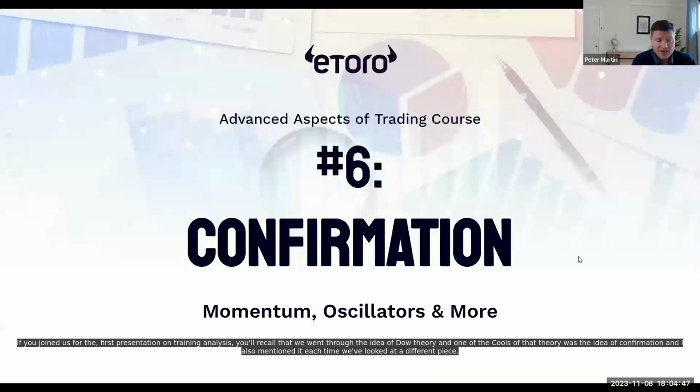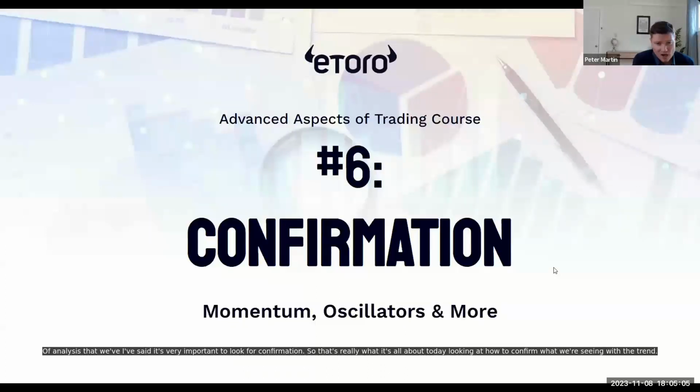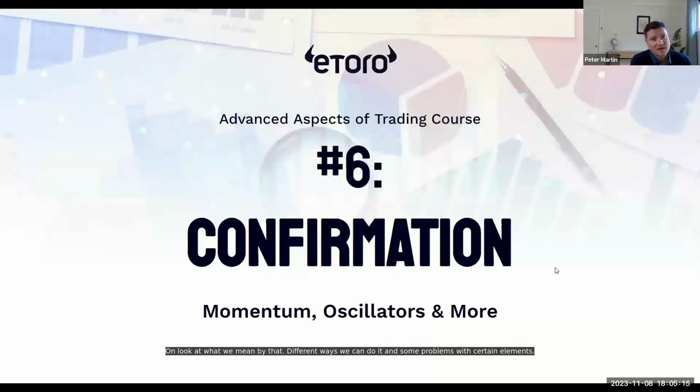If you joined us for the first presentation on trend analysis, you'll recall that we went through the idea of Dow theory, and one of the parts of that theory was the idea of confirmation. And I've also mentioned that each time we've looked at a different piece of analysis, it's very important to look for confirmation. So that's really what it's all about today, looking at how to confirm what we're seeing with the trend. And we'll look at what we mean by that, and different ways we can do it, and some problems with certain elements.